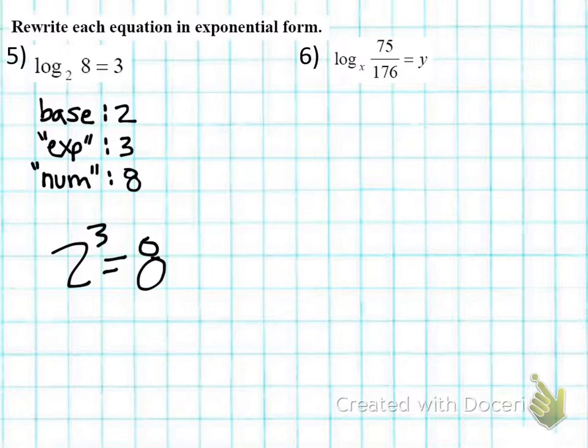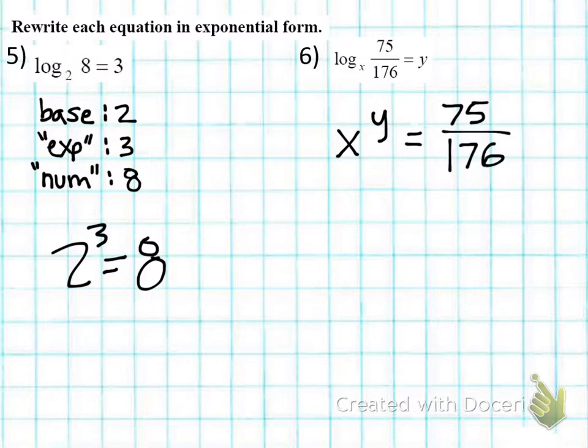Alright, then on number 6, I'm going to rewrite this in exponential form. So my base is just x. The exponent is what's on the other side of the equal sign, so that's y. And then the other number now is on the other side of the equal sign, so I have x to the y equals 75 over 176.